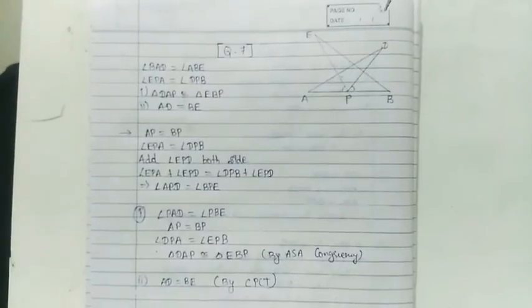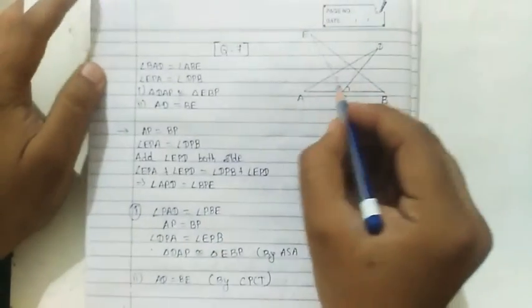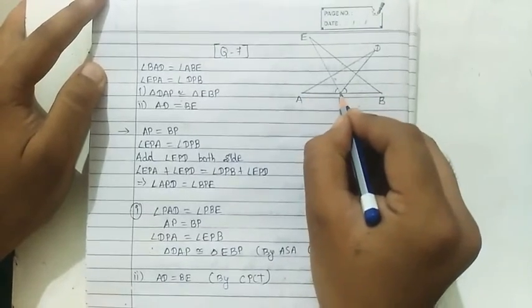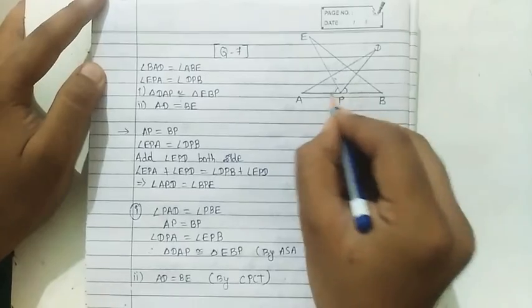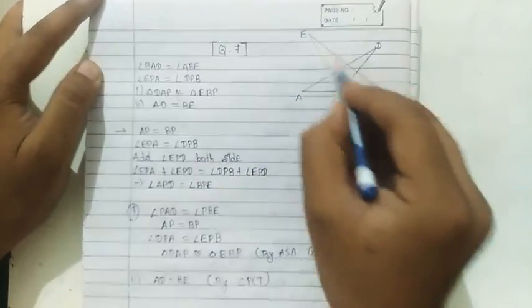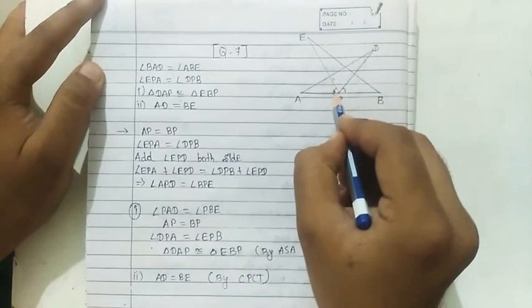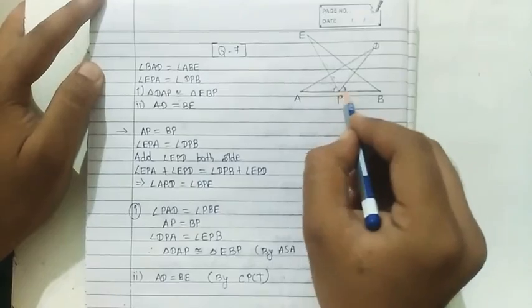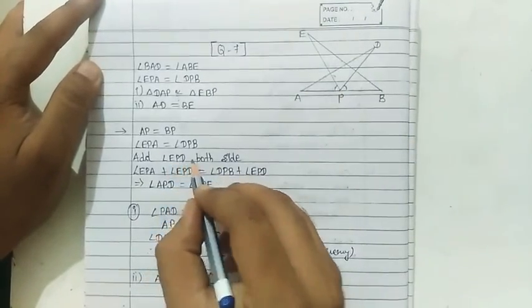Now here, friends, AP is equal to BP, that is given. AP is equal to BP because it is given that P is the midpoint. Okay, so this side is same. Angle EPA is equal to angle DPB. It is given in the question. Both angles are same. Now add EPD both sides.